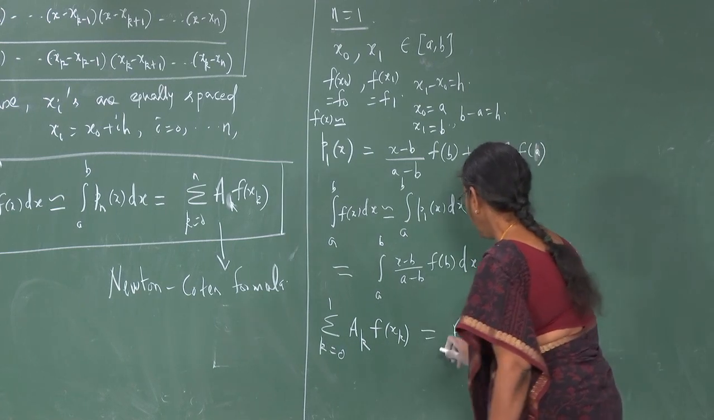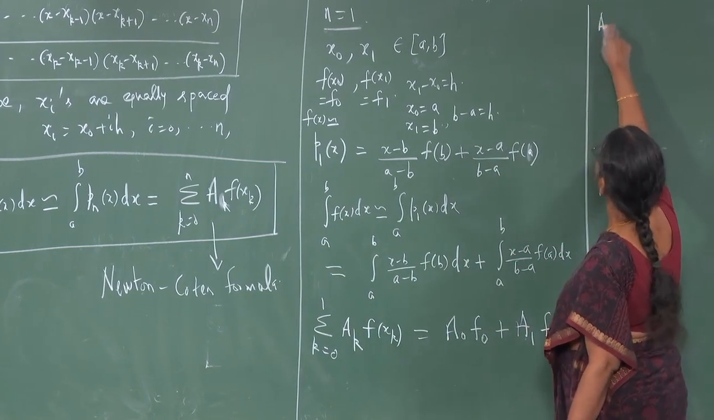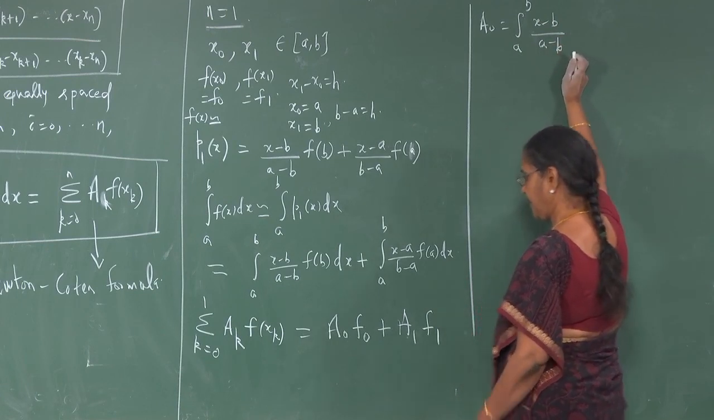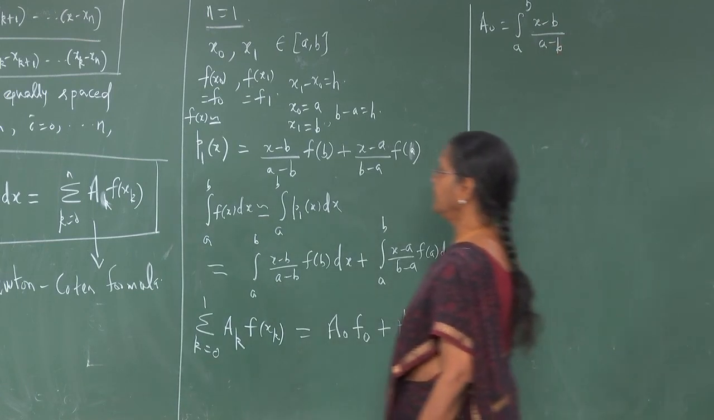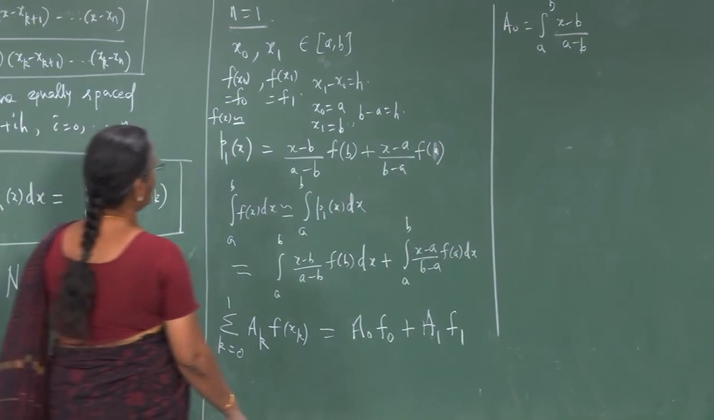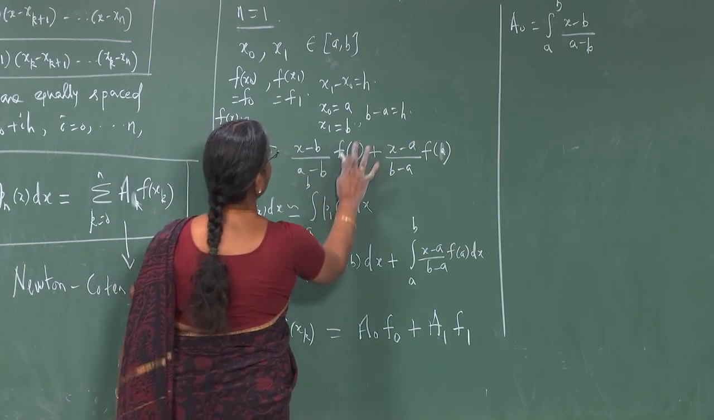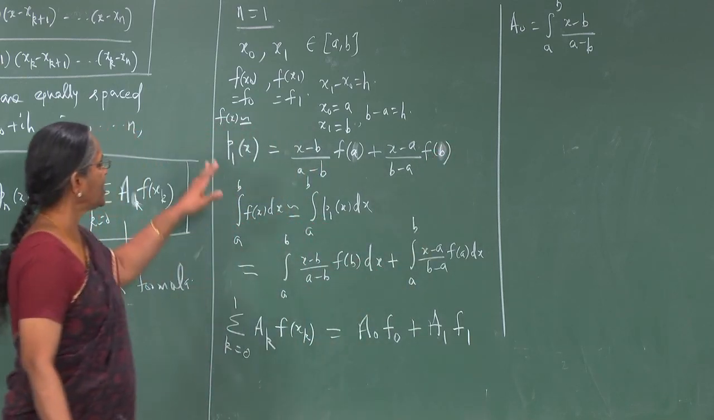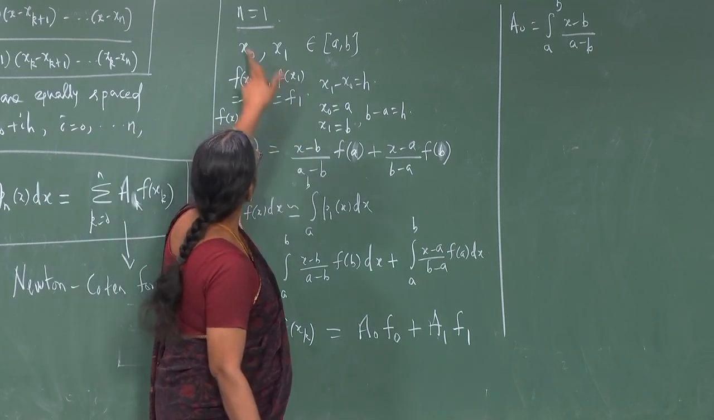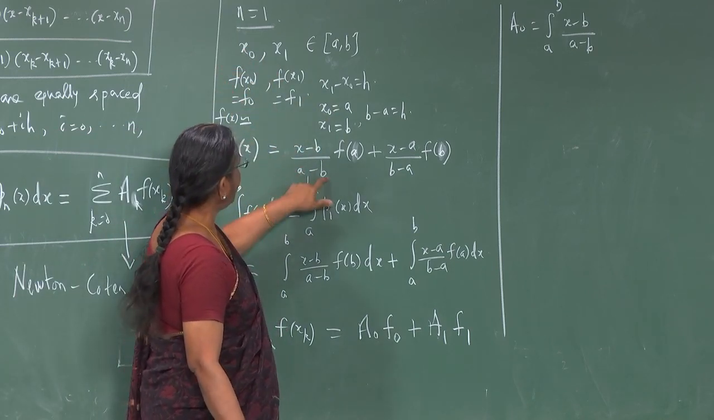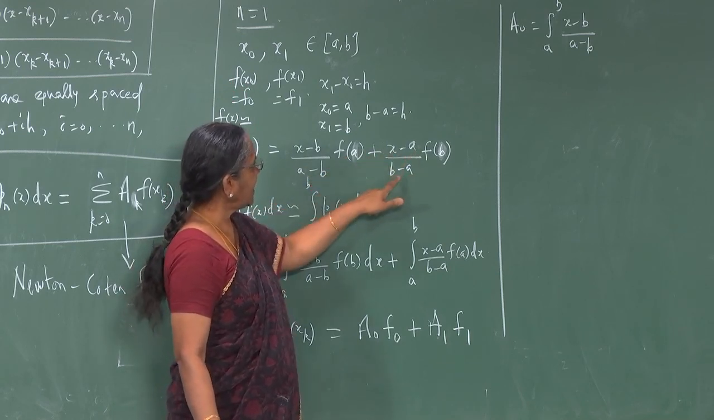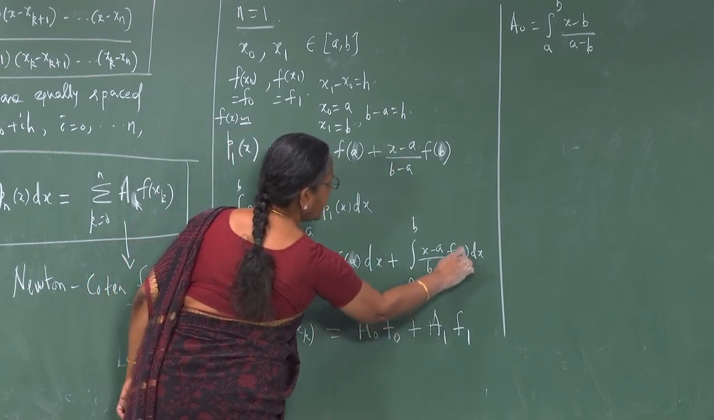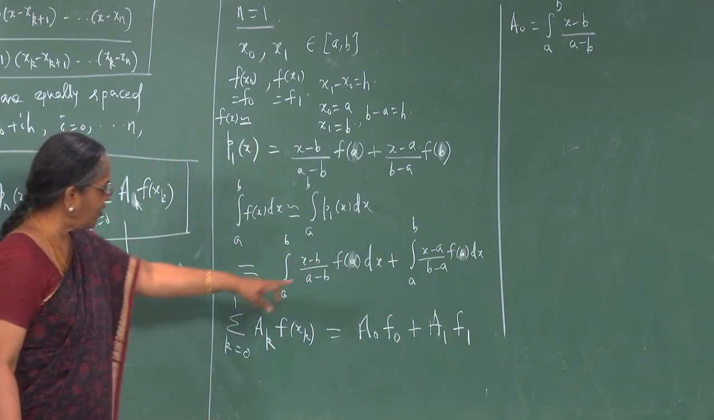So what is a naught? A naught is going to be nothing but integral a to b x minus b by a minus b. Lagrange interpolation polynomial is written: x minus b by a minus b into f at a plus x minus a by b minus a into f at b. So the points are a and b. So here this will be a and here it is b. So we have to now evaluate a naught and a1.